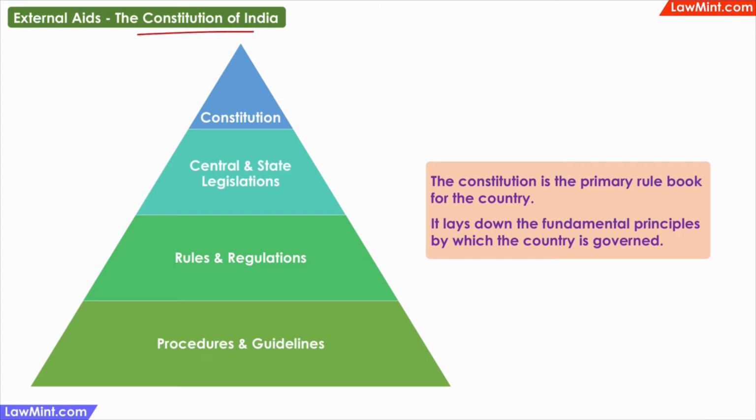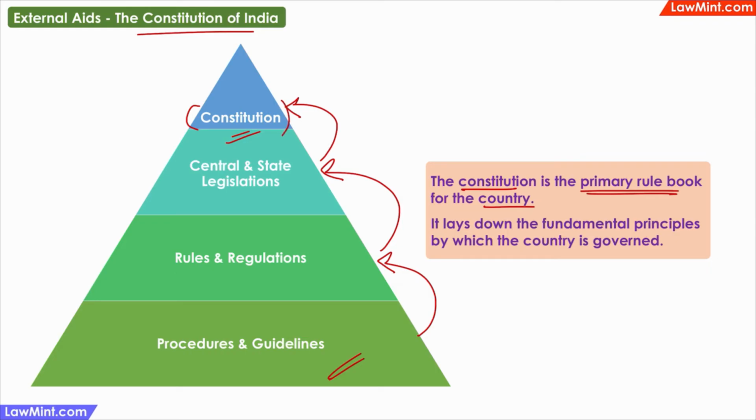Then comes the Constitution of India. This is something I have previously covered in the Constitutional Law series. The Constitution is the primary rule book of the country. All procedures and guidelines that we see in public and private institutions are based on various rules and regulations. These rules and regulations are based on various central and state legislations. And all the legislations in India must adhere to the broad framework provided by the Constitution. For example, no laws or statutes can contravene the fundamental rights guaranteed by the Constitution. The powers of any authorities cannot exceed the limits set by the Constitution.